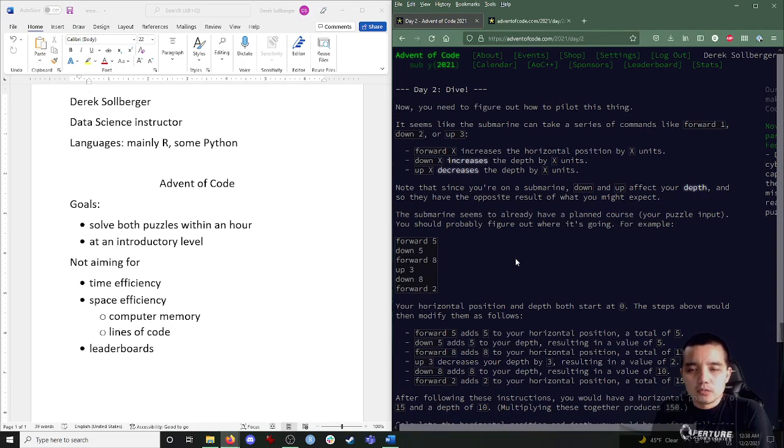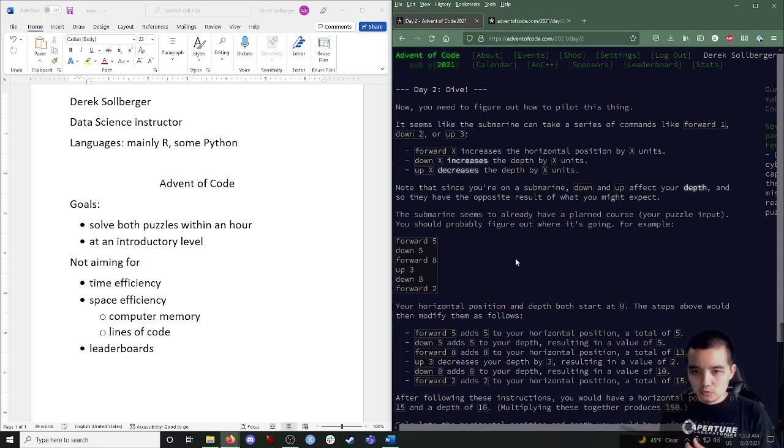Yesterday, we were analyzing the sonar systems, and at the top right, you can see that we are in day 2 called Dive. Reading off the prompt: Now you need to figure out how to pilot this thing. It seems like the submarine can take a series of commands like forward 1, down 2, or up 3. Forward increases the horizontal position by x units. Down increases the depth by x units. Up decreases the depth by x units.